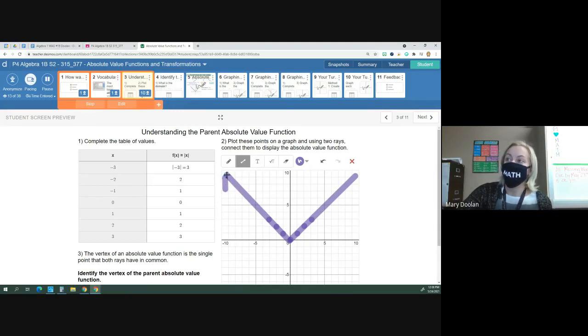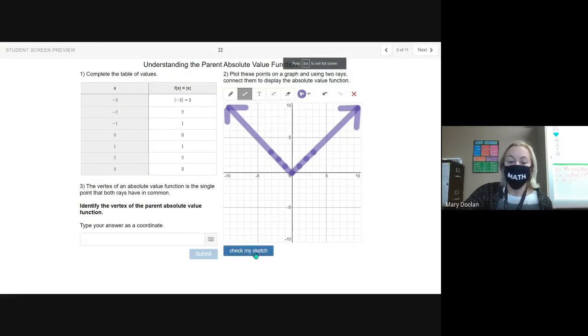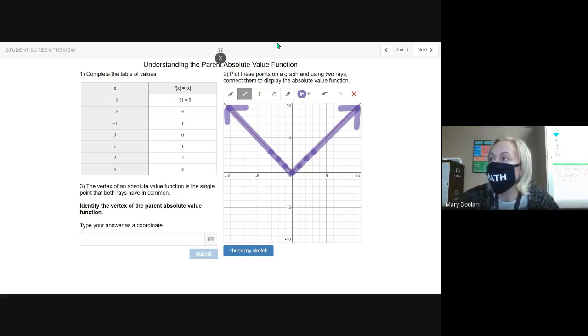You can add arrows to the end to show it goes on forever. And you can also check your sketch. If I click this blue button at the bottom, it's going to show me what the graph really looks like to see if I did it correctly. It's the red line that shows up that I can't really see because it's underneath my purple line, but I did graph this correctly. So this is the graph you want to have. This is the parent absolute value function.